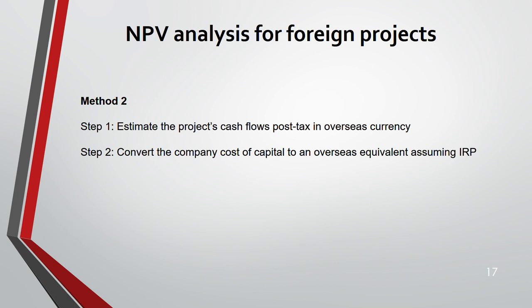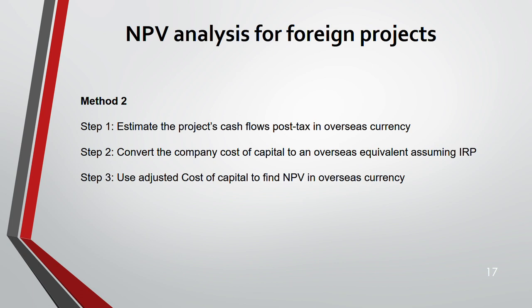And how do you do that? Using IRP. IRP stands for interest rate parity. Why interest rate parity? Because you will be given the interest rates of the two countries. They will tell you this is the interest rate of this country. So using those two interest rates, you can calculate the cost of capital of the overseas.